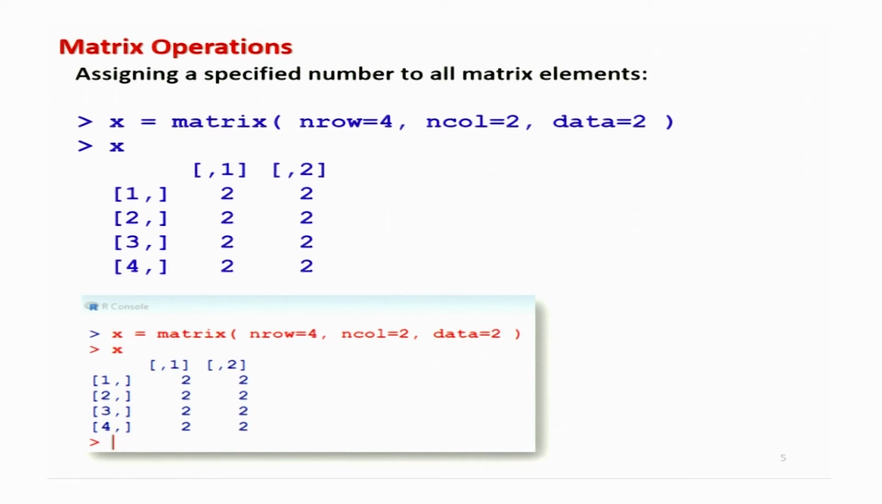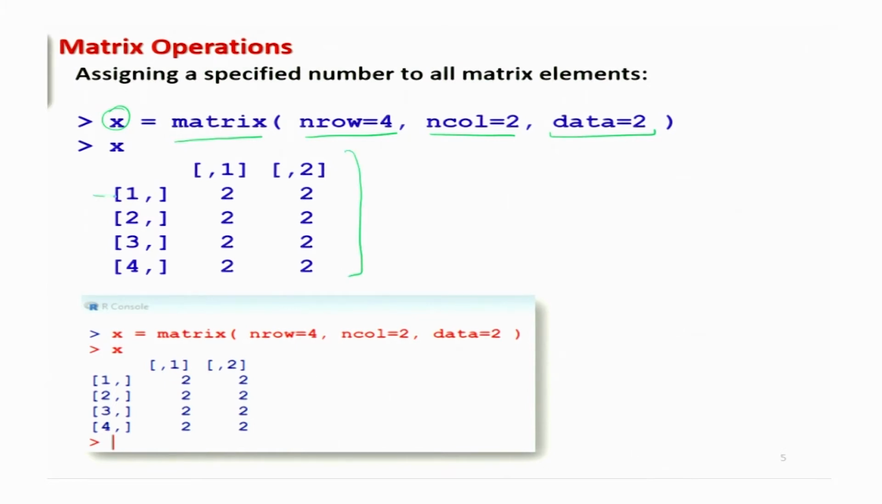So my objective here is to create a matrix in which all the values are the same. So suppose I try to create a matrix of order 4 by 2, that means there are 4 rows and 2 columns, and I want all the values in this matrix to be 2. In order to do this, I simply write data is equal to 2, and if I use all these parameters in the matrix command and assign the value to a variable X, then X will come out like this.